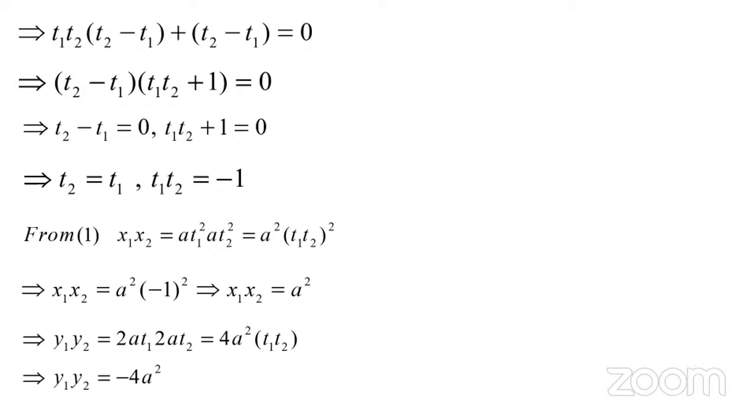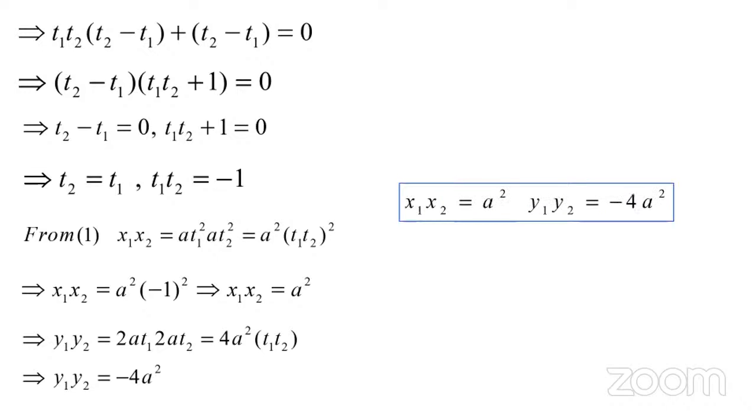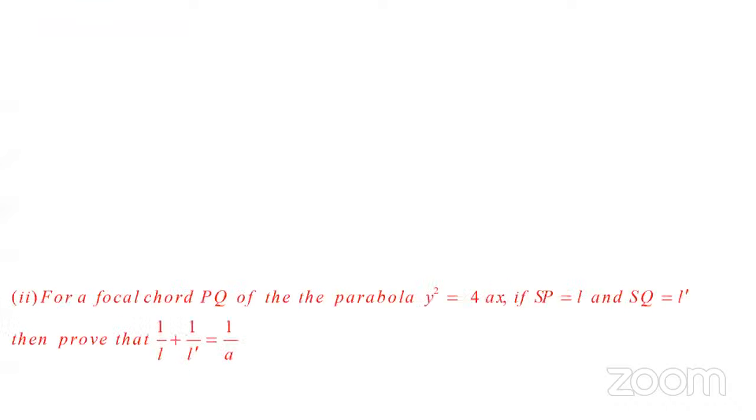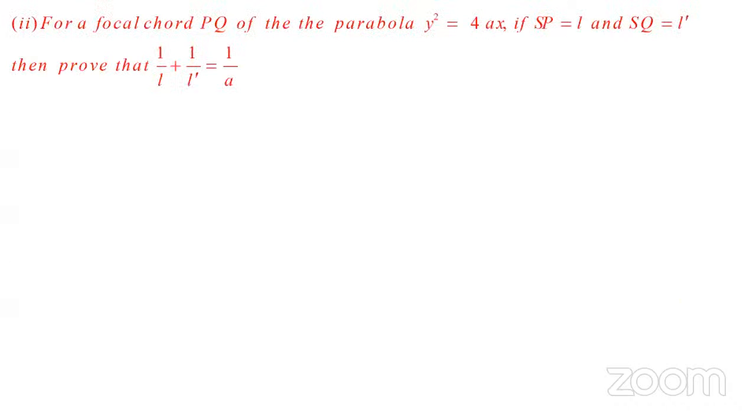Then you will get minus 4a square. This is the required answer. And the next one, so here we conclude this: x1 x2 equal to a square, y1 y2 equal to minus 4a square. Then next, same problem on this one.